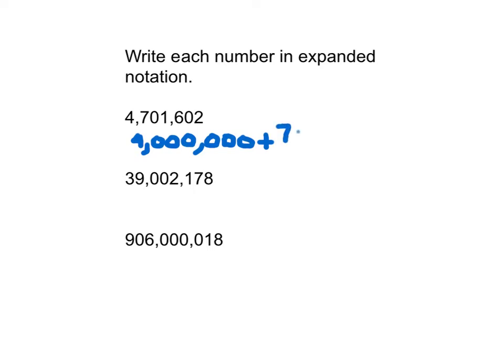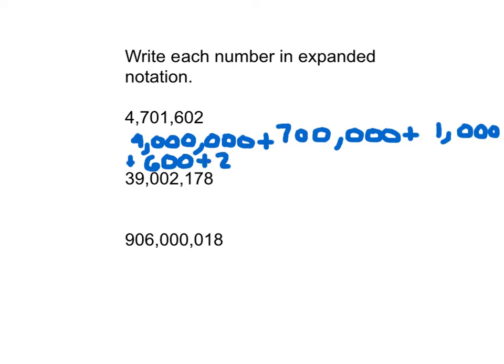Next digit is worth 700,000. Then we have 1,000. And finally, we have 600 plus 2.